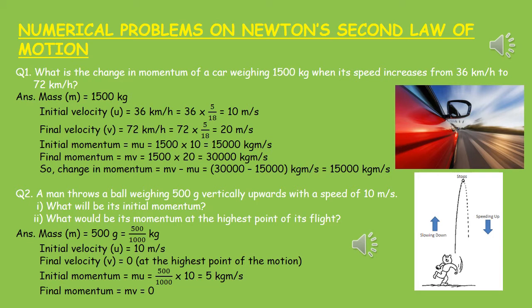The change in momentum is final momentum minus initial momentum, that is mv minus mu is equal to 30,000 minus 15,000 kg meter per second, that is 15,000 kg meter per second.